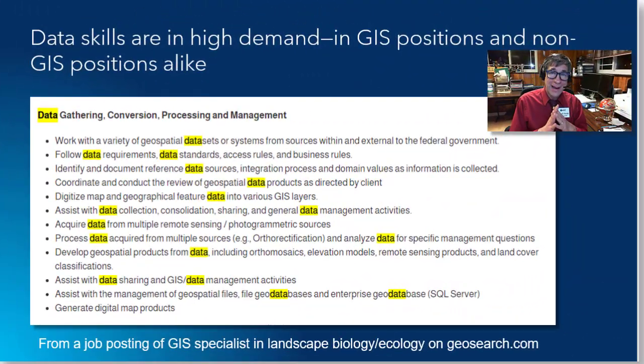Data skills are in high demand in GIS-related positions, but also in non-GIS positions alike, in a wide variety from anthropology to zoology, A to Z. Big data skills are in high demand. Be purposeful about teaching with and about data. More about this in a bit, but this is a key part of the skills you are building in students.